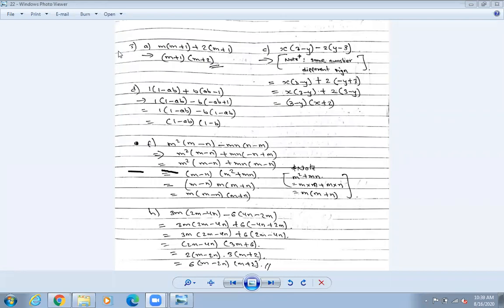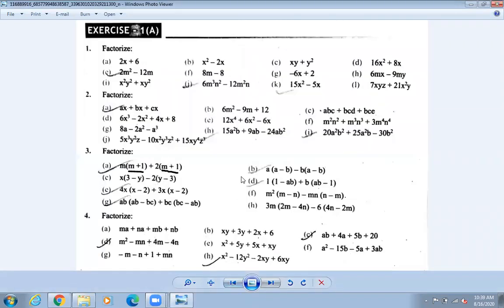So look at question number B. I hope there is no problem. Look at number B: a minus b, minus b, a minus b. What is common over here? a minus b. Okay, a minus b is common. So let us write it down this way. a minus b is common, so put the bracket.